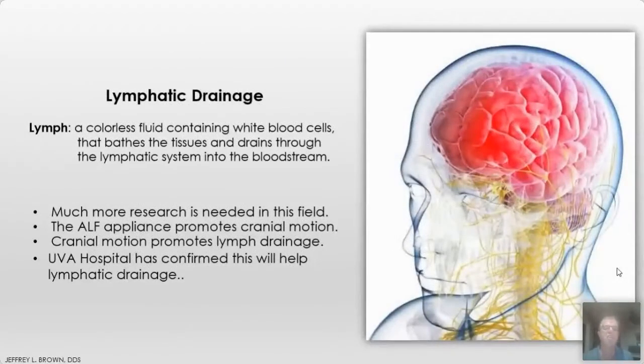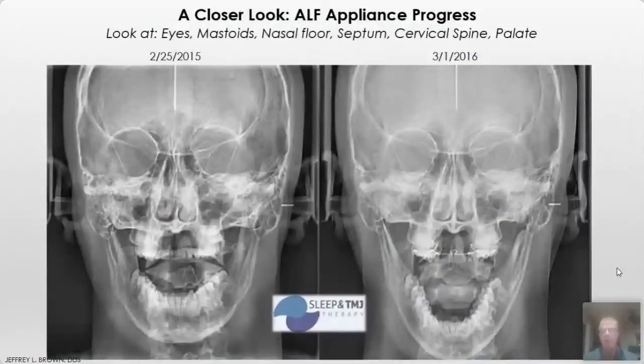The University of Virginia Hospital has indeed confirmed we have a lymphatic system in our brain. My osteopath doctors have confirmed that if that drainage does not occur, it leads to ADD, OCD, autoimmune disorders, and Alzheimer's as we age. They made the correlation many years ago and told me, hey Jeff, your ALF appliances promote lymphatic drainage in the brain. Don't have to believe me. Go to UVA, University of Virginia Hospital, and you'll get confirmation that that's how it works.